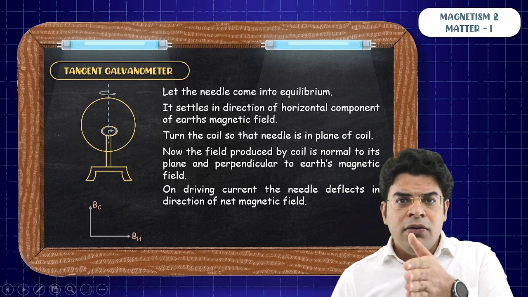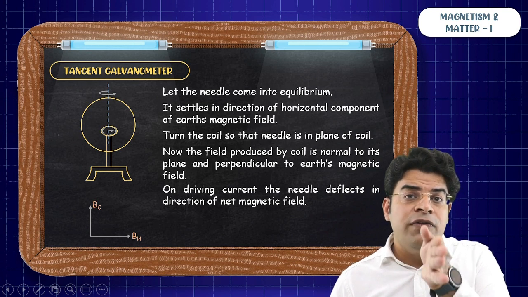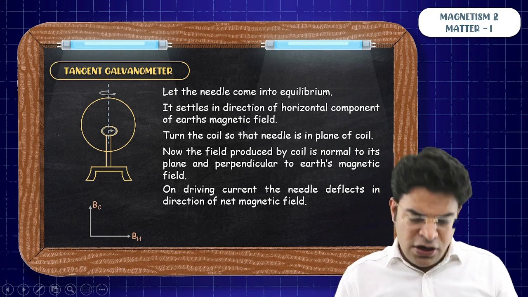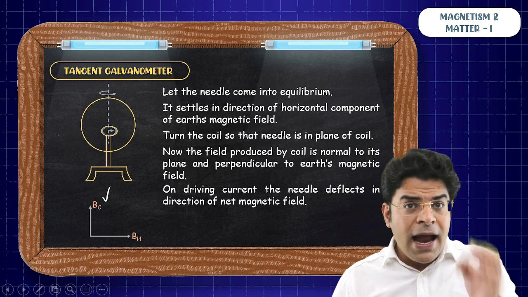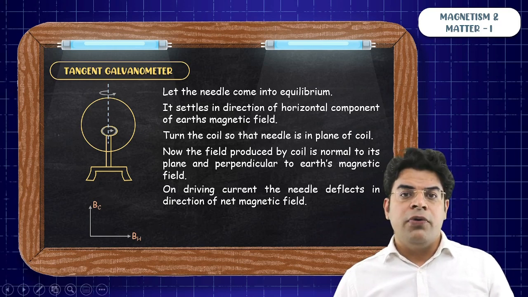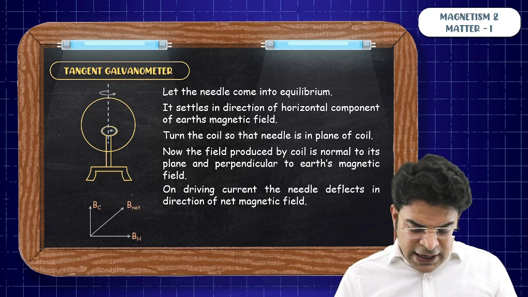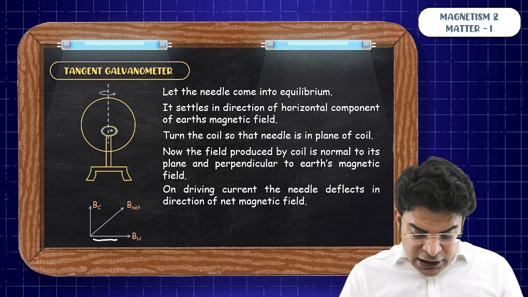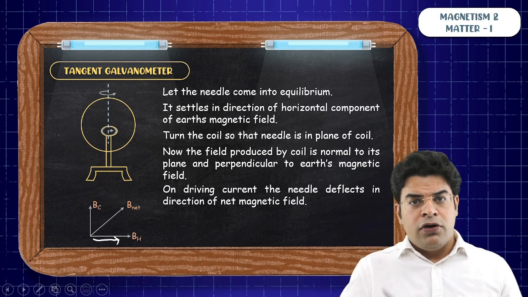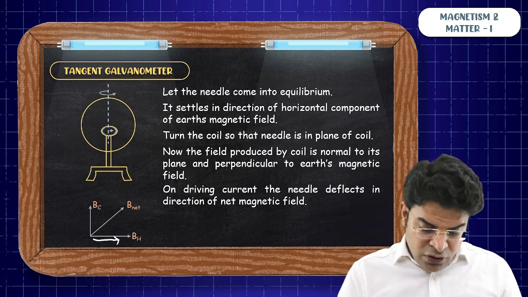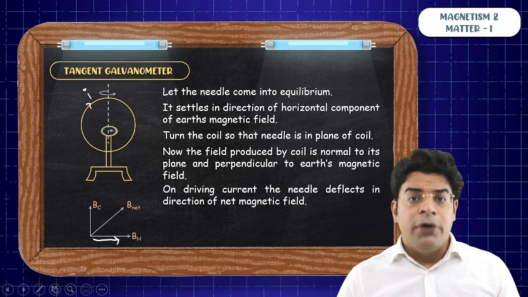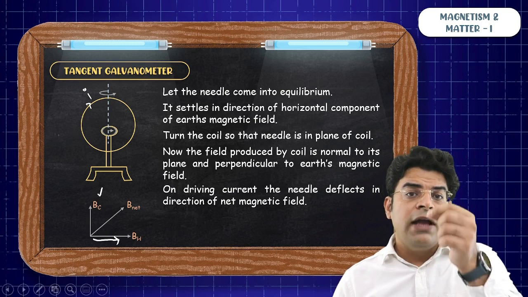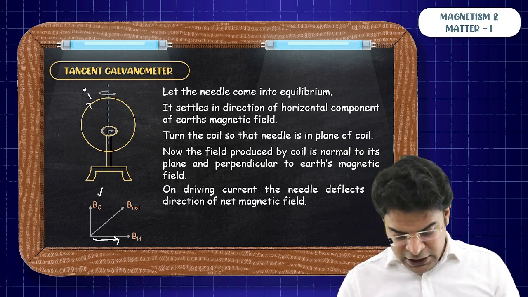Now the needle will deflect and point in the direction of the net magnetic field in its plane. And the net magnetic field will be the resultant of the magnetic field produced due to the coil and the magnetic field due to the horizontal component of Earth's magnetic field. So let's say the net magnetic field comes out to be somewhere here. Initially the needle was pointing in the direction of the horizontal component of Earth's magnetic field. Once you drive some current in the coil, it will produce a magnetic field of its own, and now the needle will point in the new direction of the net magnetic field, somewhere here.